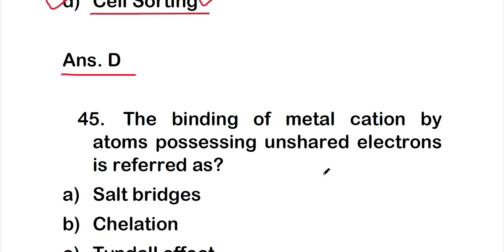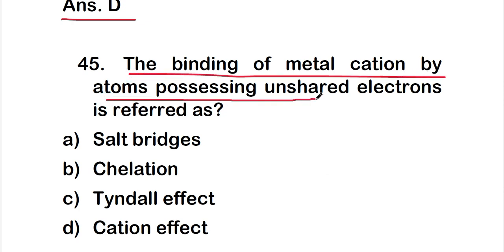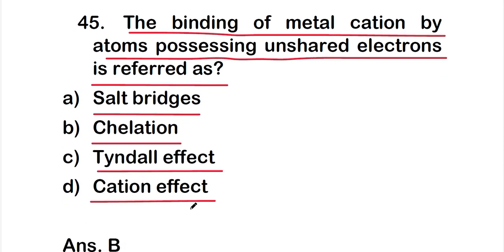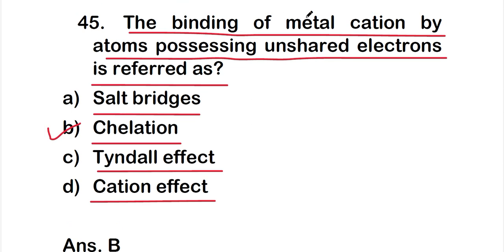Okay, so let's move on to the question number 45. So the binding of metal cation by atoms possessing unshared electrons is referred as, option A, salt bridges, option B, chelation, option C, Tyndall effect, option D, cation effect. And the right answer is option B, that is chelation. So the binding of metal cation by atoms possessing unshared electrons is referred as chelation.